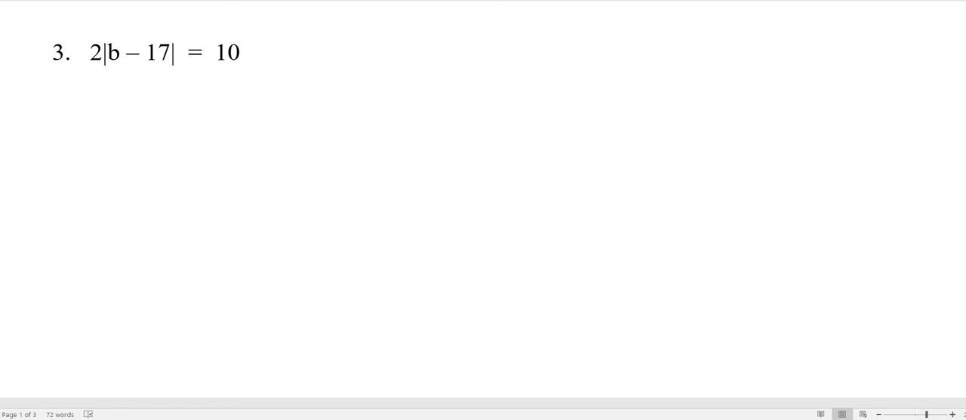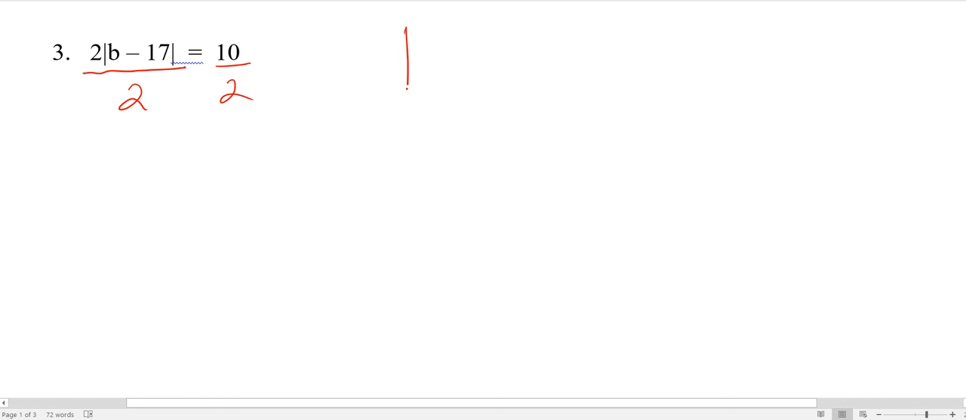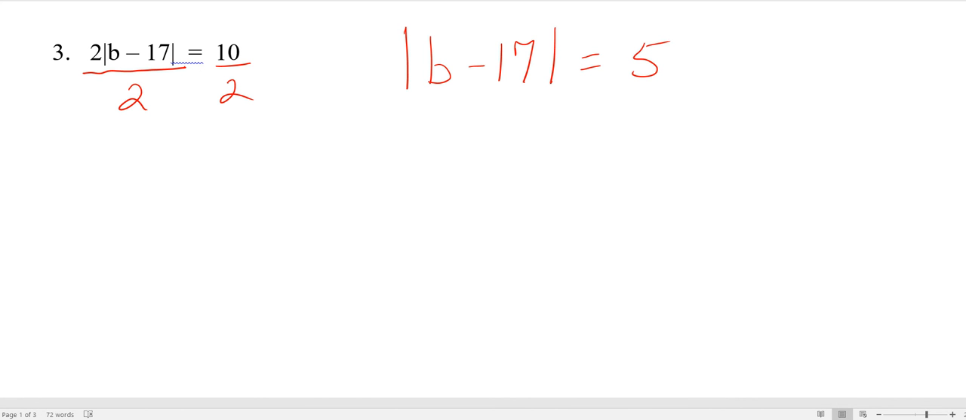Well, in the other problems, the absolute value sign was isolated, right? Whatever was inside the absolute value was isolated. So we need to divide by 2 on the left and the right. That's going to leave us with the absolute value of b minus 17 is equal to 5. Now that it looks just like the other problems we've been working, go ahead and solve for b. Pause the video now and solve for b.